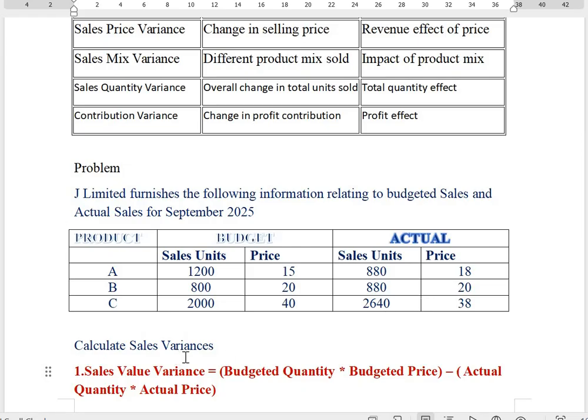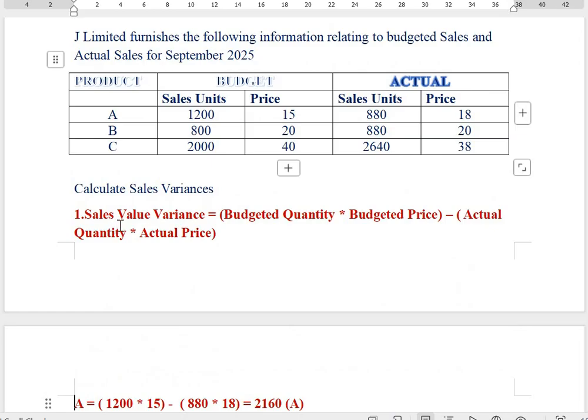Now we are asked to calculate the sales variance. Because different types of products are sold, we can also calculate the mix variance: sales value variance, sales price variance, sales volume variance, sales mix variance, and sales quantity variance. We will compute all of these using formulas. The first formula is the sales value variance, which is budgeted sales minus actual sales.